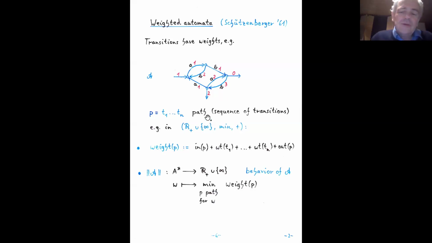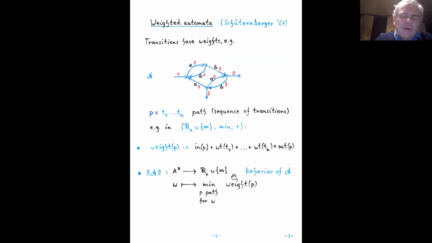So a path, a sequence of transitions, is defined as usual. And now suppose that we compute in the non-negative real numbers, together with minimum and plus. If we have a path, a sequence of transitions like this one, then first we need some cost for entering the system. Then we have the costs or weights of all the transitions. And then we have some cost for leaving the system, and we add them all up. So this gives the total weight, the total cost for executing the word along this path.